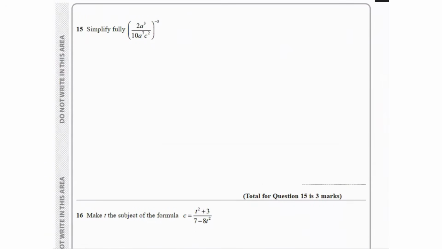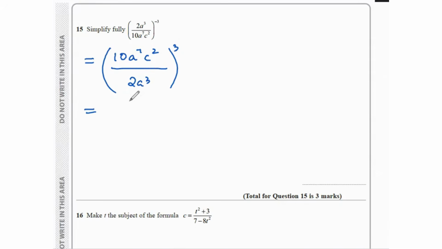Then we have indices. Simplify (2a cubed over 10a to the power of 7 times c squared) whole power negative 3. Whenever we have negative powers, the first step is to make the power positive. We can do this by taking the reciprocal of the fraction. When you take the reciprocal, we swap the numerator with the denominator, and this way your power becomes positive. So it's going to be (10a to the power of 7 c squared over 2a cubed), and now the whole power is positive 3.